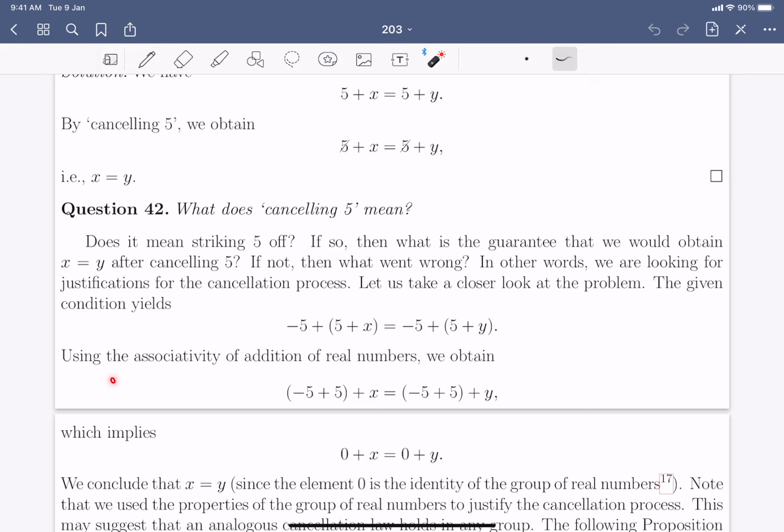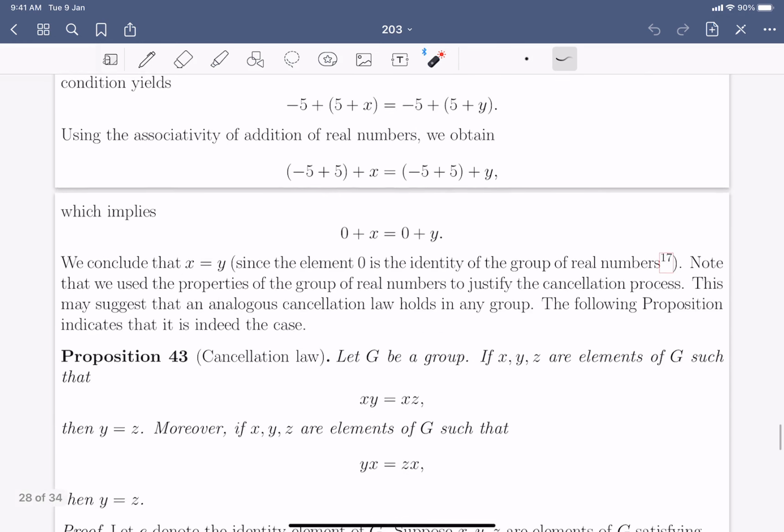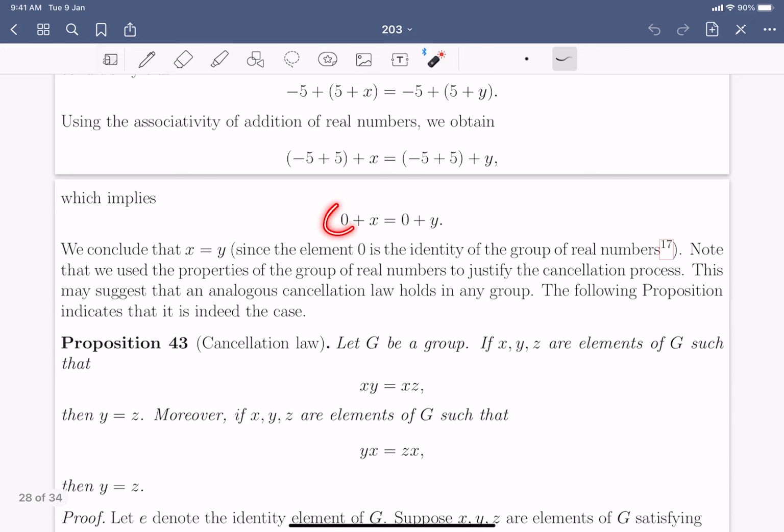And now we use the associativity of the addition law of real numbers, so that allows us to combine minus 5 and 5 together on the left hand side and also on the right hand side, and that yields 0 by definition of minus 5, right? And since 0 is the additive identity, we get that x is equal to y.